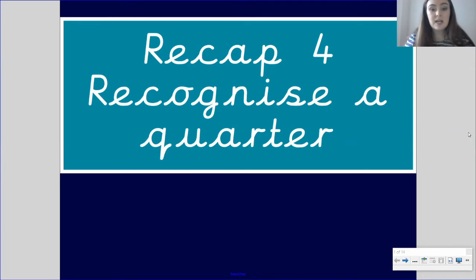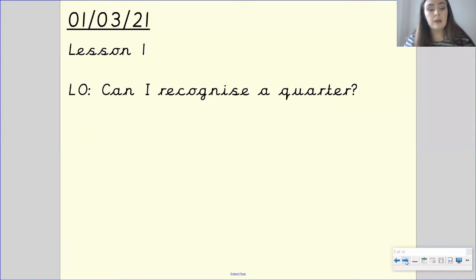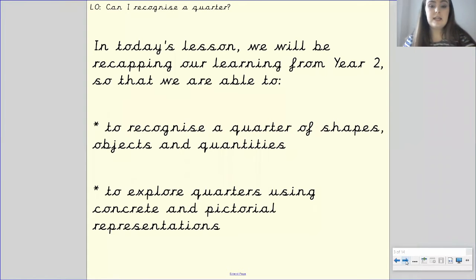And in this session today, we are going to be looking at recognising a quarter. So our learning objective for this lesson is, can I recognise a quarter? In today's lesson, we will be recapping our learning from year 2 so that we are able to recognise a quarter of shapes, objects and quantities, and to explore quarters using concrete and pictorial representations.